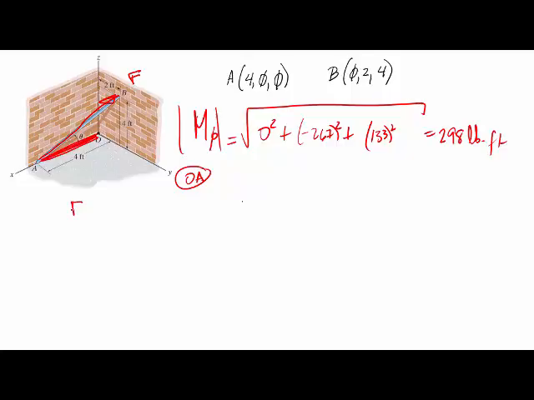So I have my force vector AB, and my force vector was minus 66.7 I plus 33.3 J plus 66.7 K, and this was pounds. Okay? So if I want that projection along this 0A, what do I need?